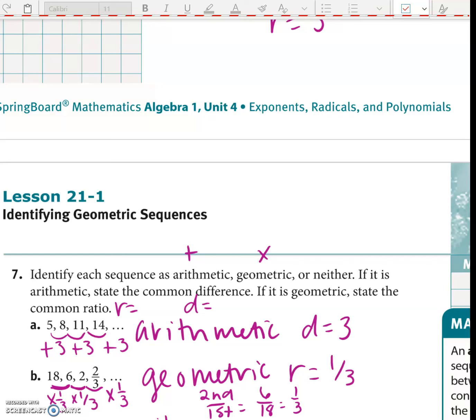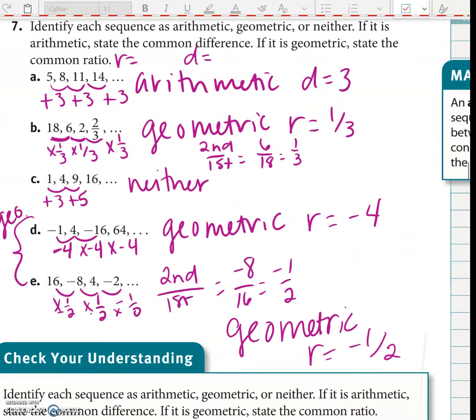But if it's not completely obvious, remember you take the second term and divide it by the first term. So if I do -8 divided by 16, you get -1/2. So this one's going to be geometric with a common ratio of r equals -1/2. And that is pretty much it for 21.1. Now I'm going to go to 21.2.